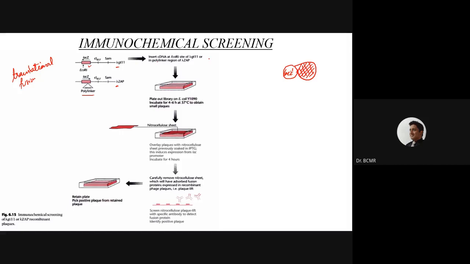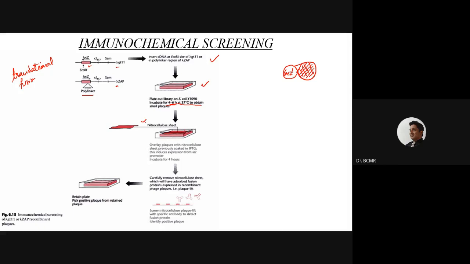So you make a cDNA library in lambda zap, for example, and then you plate it on the plate, and then you incubate it for 4 to 6 hours at 37 degrees centigrade to obtain small plaques. You're not waiting until the whole thing is lysed or so on. Once you have small plaques, you're incubating only for 4 to 6 hours, not for a longer time.